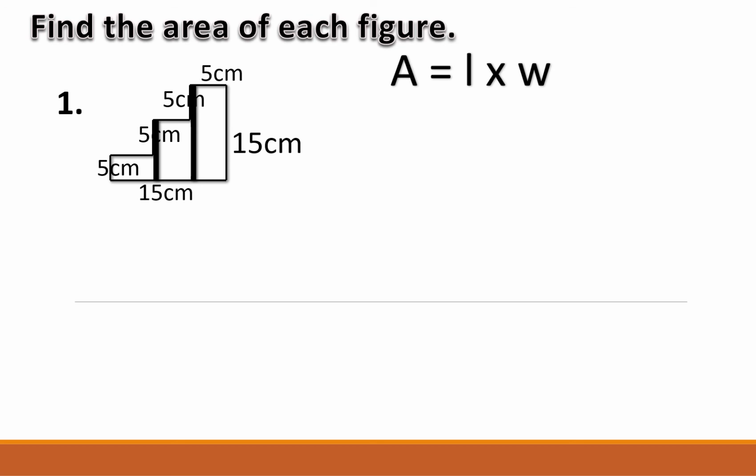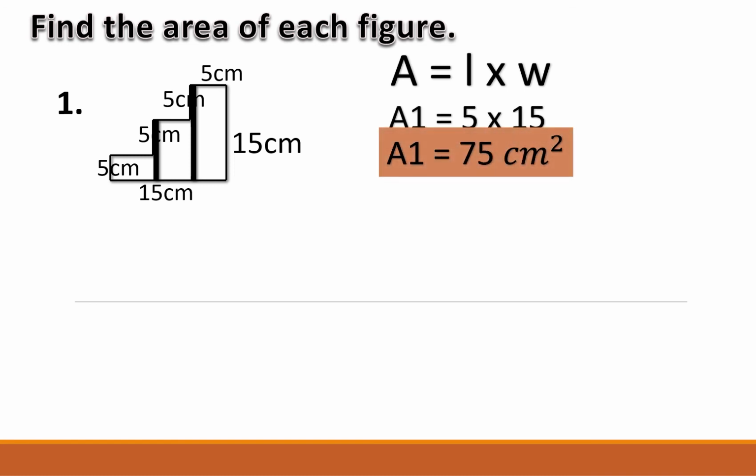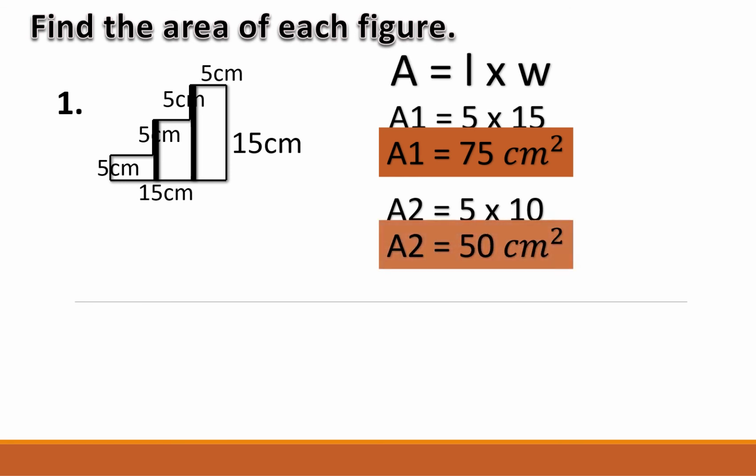The area is length times width. So area 1 is 5 times 15, equal to 75 square centimeters. In area 2, we have 5 times 10. Why 10? Because we have two 5s here, so 5 plus 5 is 10. So area 2 is 5 times 10, equal to 50 square centimeters.